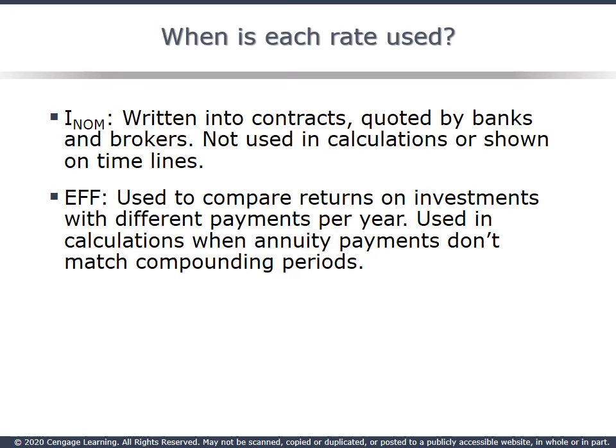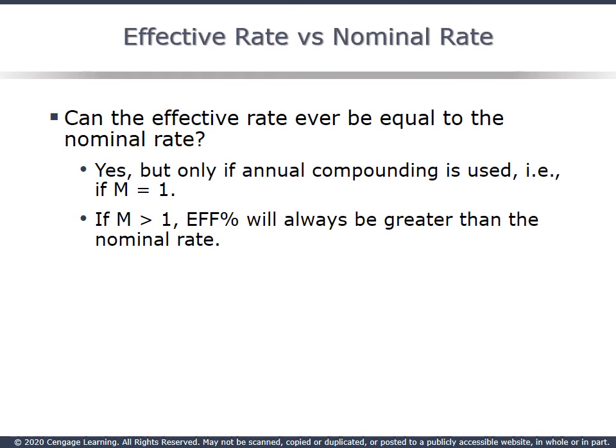Well, the nominal rate, as we talked about before, is what's going to be written into contracts. It does not consider compounding, but the effective rate does. The effective and the nominal rate are equal to each other in only one scenario, and that's with annual compounding, when M is 1. When M is greater than 1, when you have compounding that occurs more frequently than just once per year, the effective rate will always be bigger than the nominal rate.